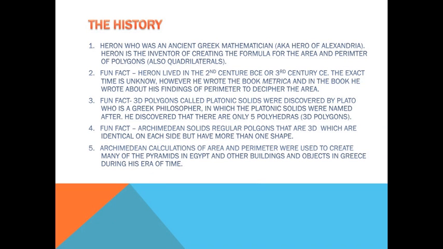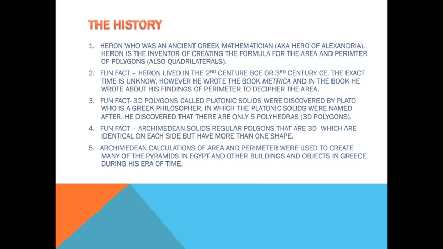The history. In this section, we talk about 5 fun facts about the history of polygons and quadrilaterals. Now, the first subject you see is about the Hero of Alexandria, also known as Heron. He was an ancient Greek mathematician, and he's the inventor of the formula for area and perimeter of polygons. Another fun fact is he lived in the 2nd century BCE or either the 3rd century BCE. The exact time is unknown.